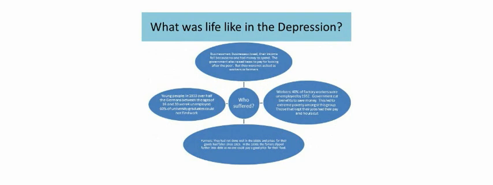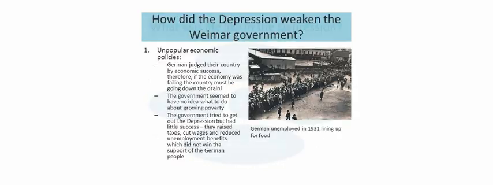So you have a lot of young kids disillusioned with nowhere to go, and this all, of course, plays into the hands of the Nazis. Now, before we understand how the Nazis were able to capitalize on this, we have to consider how the Depression acutely affected the Weimar Republic. Number one, throughout the Depression, they had a number of unhelpful and unpopular economic policies.